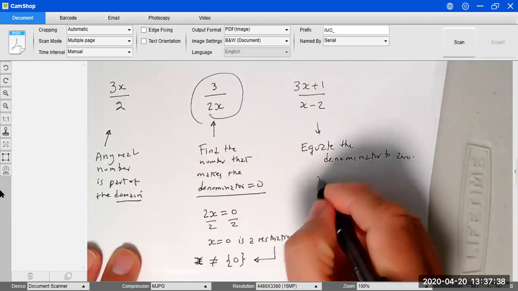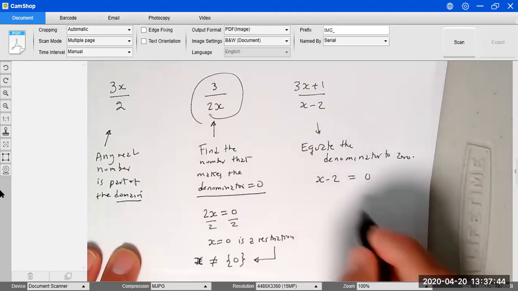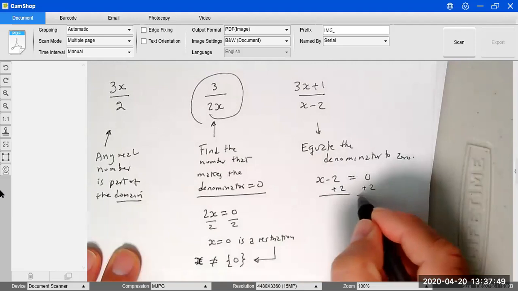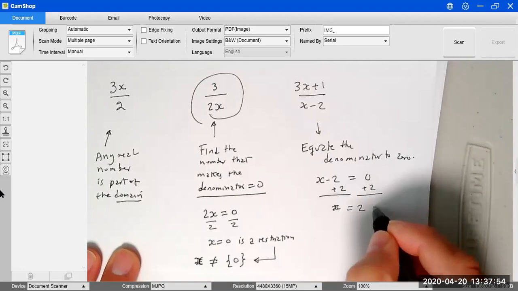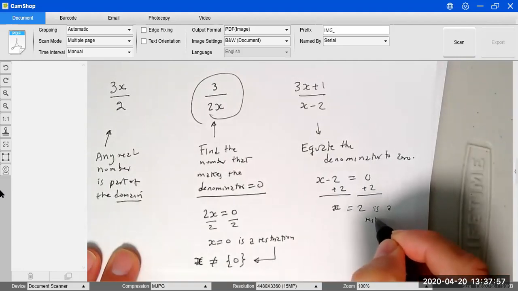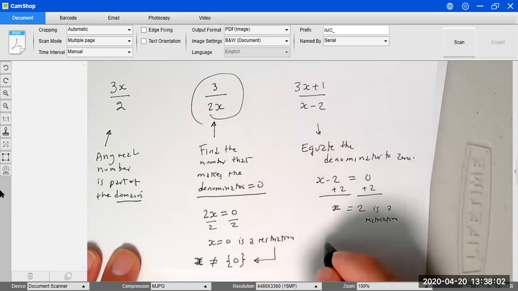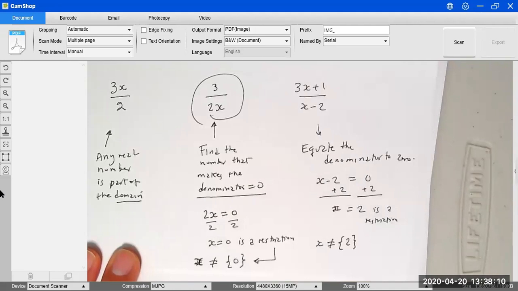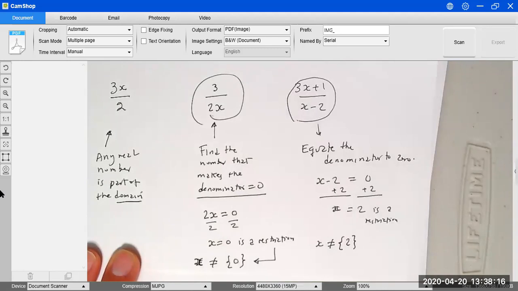So in this case, we have x minus 2 as the denominator. We're going to equate it to 0, and then we're going to solve the equation that we obtained. So you can add 2 on both sides of this equation. So you're going to get x equals 2. So this is a restriction for the domain of this rational expression. So that means that we need to write x shouldn't ever be equal to 2, because if that happens, then our rational expression would be undefined.